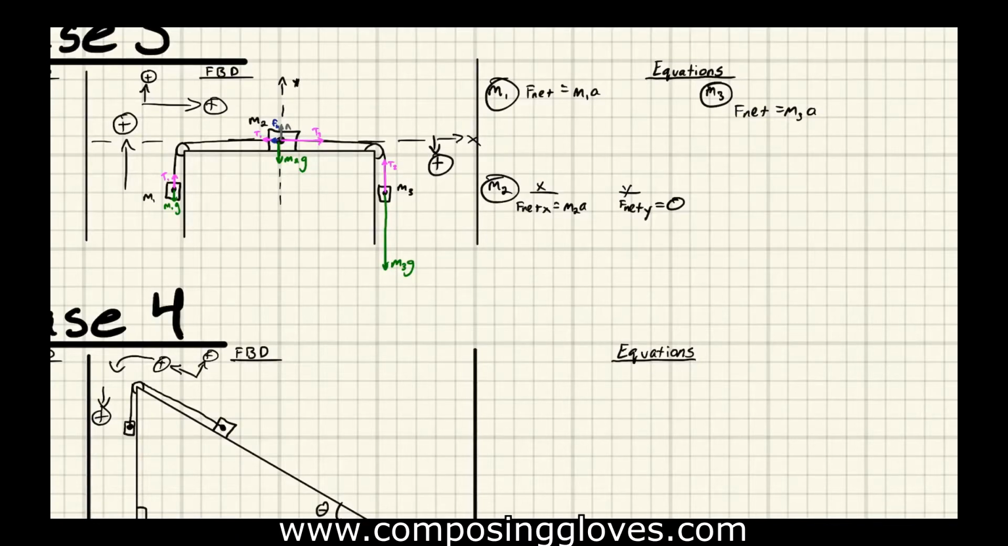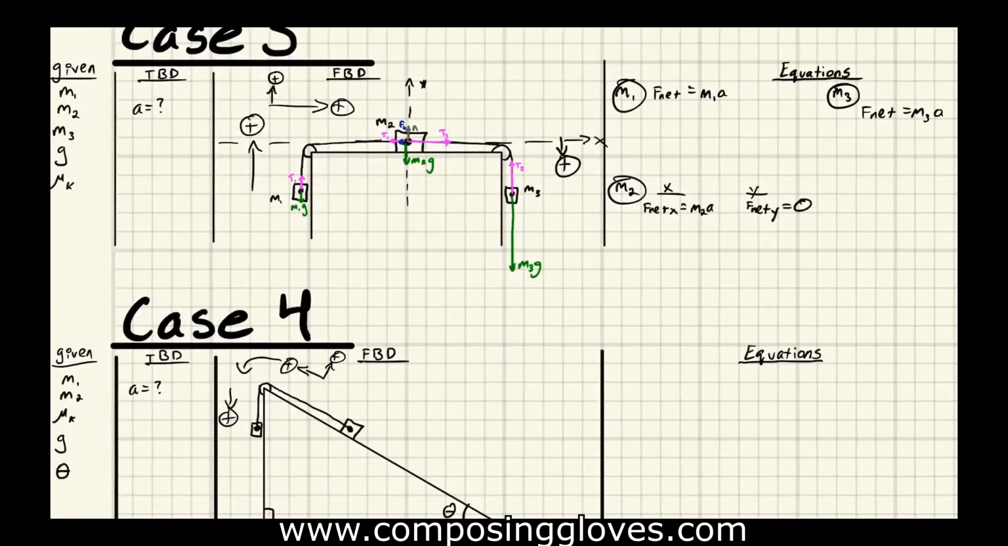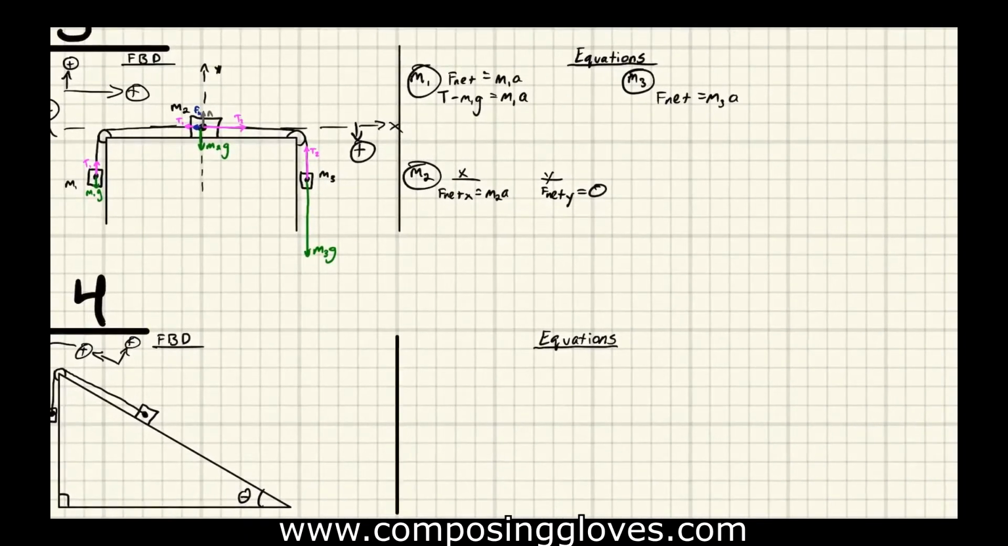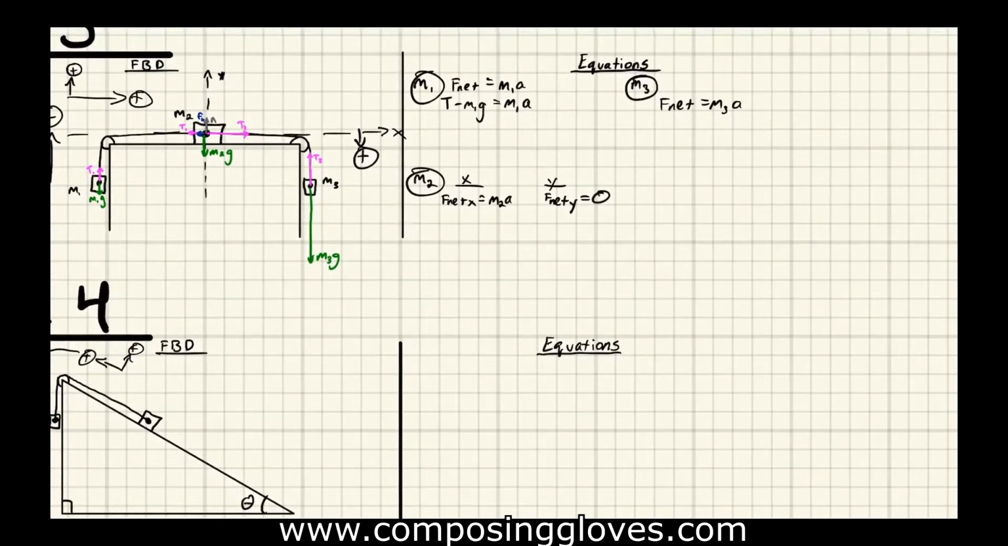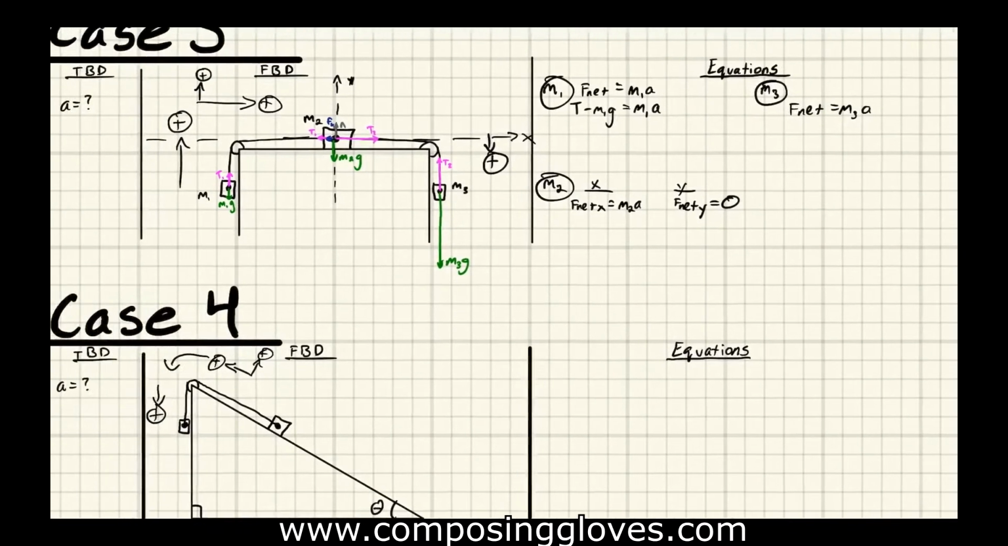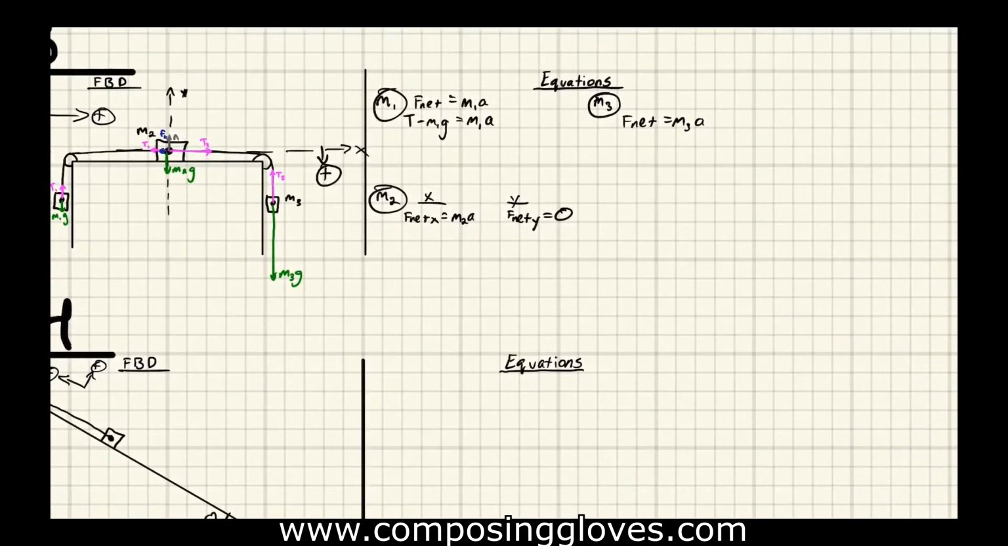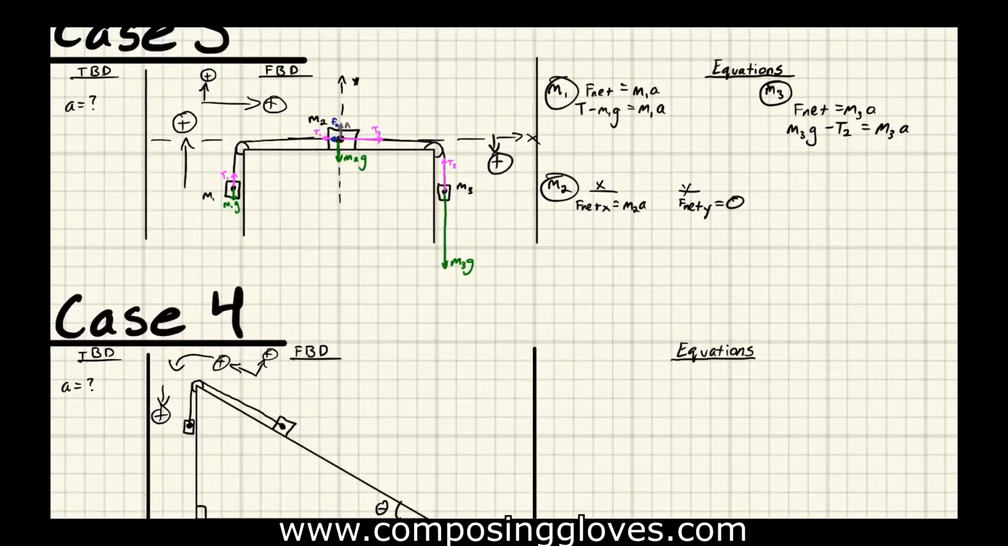So let's start with the easy one. For M1, we have gravity and we have tension. Plus is this way, so tension's positive. So this one's going to be tension minus M1G is equal to M1A. Object 3, we have the same deal, except now gravity has been defined as going down. So M3G is going to be positive and tension is going to be negative. So we get M3G minus T2 equal to M3A. And this should be pretty simple because this is the same as the Atwood machine. We consider our plus and minus individually for every mass.